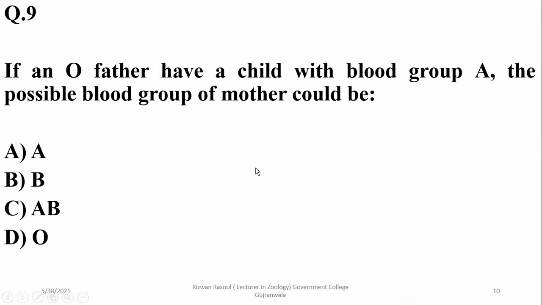And if an O father has a child with blood group A, the possible blood group of the mother of that child could be: if the father is O and the child has blood group A, it means the child is heterozygous and has received only small i from the father, but capital A has been received from the mother's side. So the right option will be homozygous A mother or heterozygous A alpha.